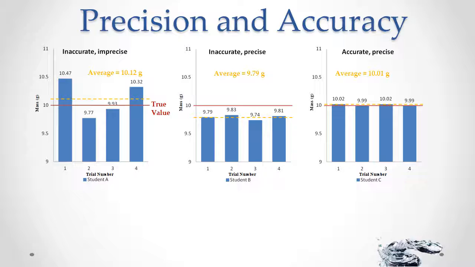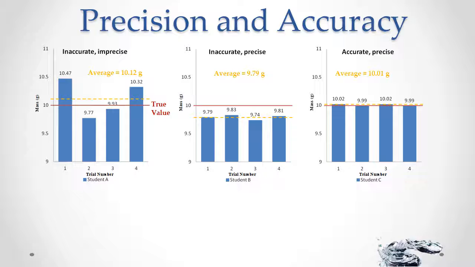If we look at student B's data, their average was 9.79, but it should have been 10. So their accuracy is off. But if we look at their precision, all of their values are relatively close together. 9.79 to 9.83 grams is not that much of a difference. So that student has a very precise measurement, but it's not accurate.